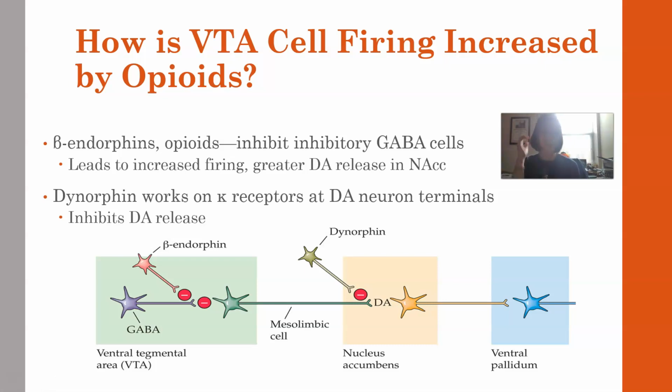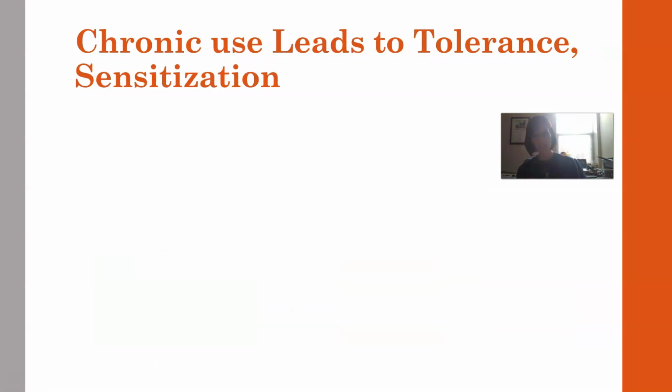Now, compare that with something like dynorphin, which is also an opioid. Dynorphin actually works on kappa receptors right here at the dopaminergic neuron terminals between the ventral tegmental cells and the nucleus accumbens. And ultimately, you can see here that it works to actually inhibit dopamine release.